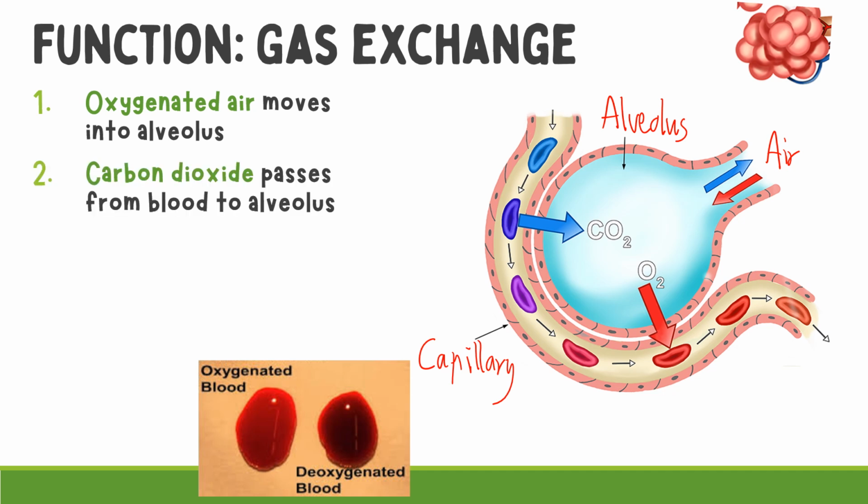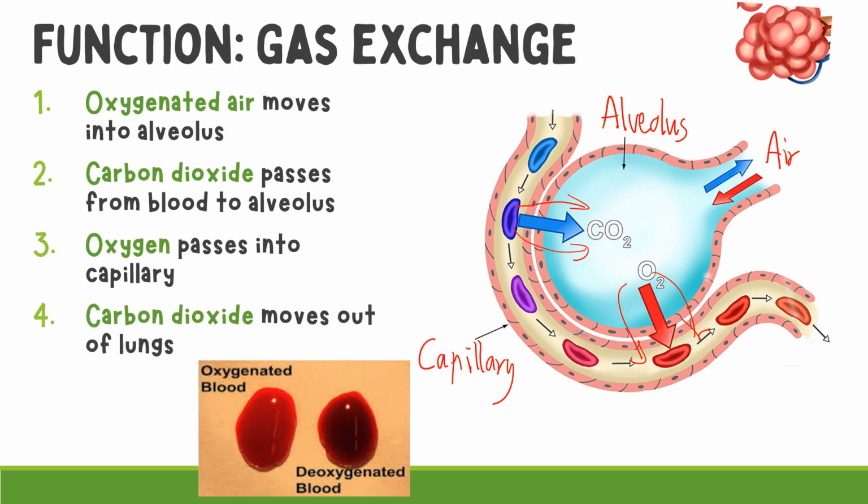Then the old blood that's deoxygenated, well, it's full of carbon dioxide. So it releases its CO2 into the air inside the alveolus. And at the same time, the fresh oxygen from the air is moving into our blood, into the red blood cells, so they're ready to transport the oxygen off to the rest of the body. And then all of that CO2 moves out of the alveolus and all the way out through our mouth or nose into the environment.